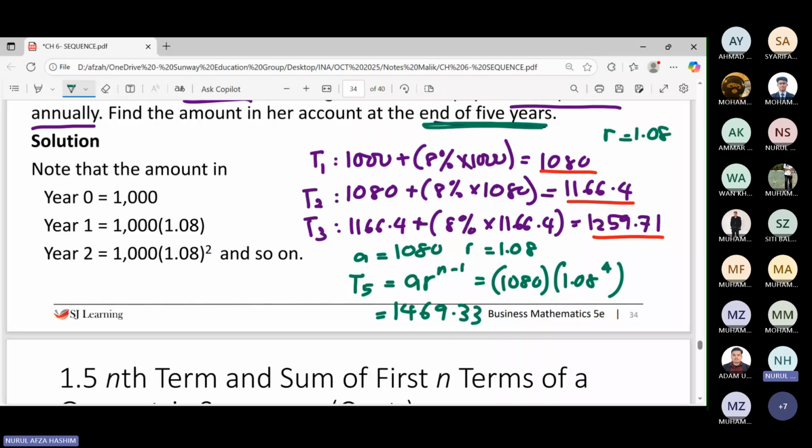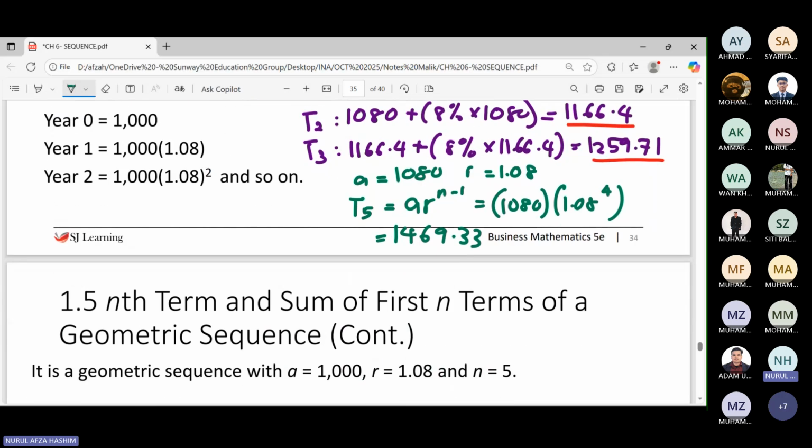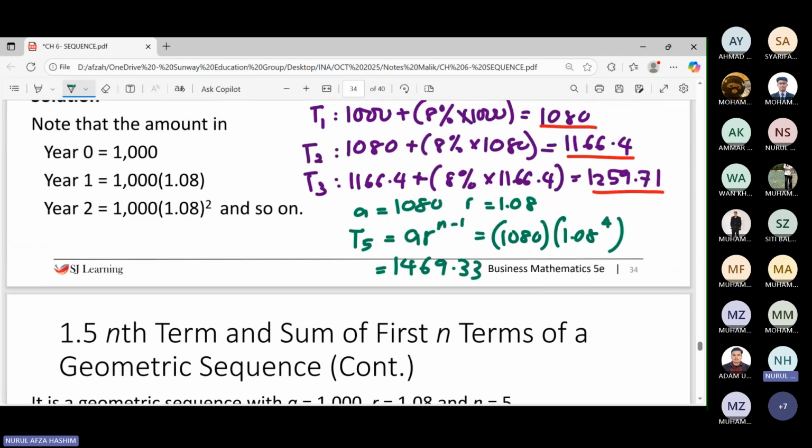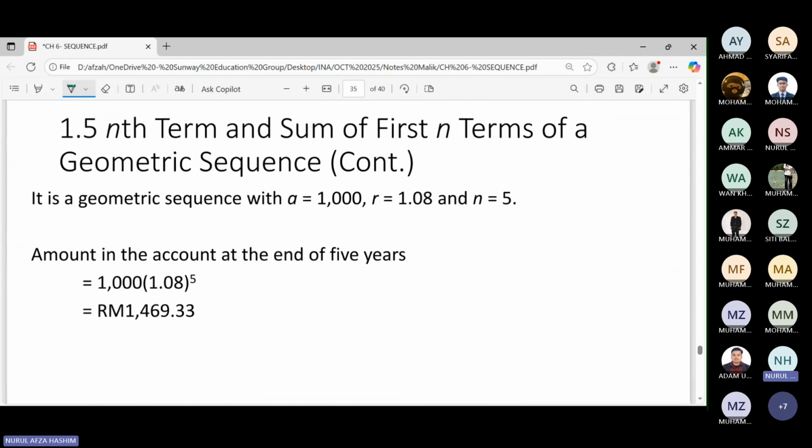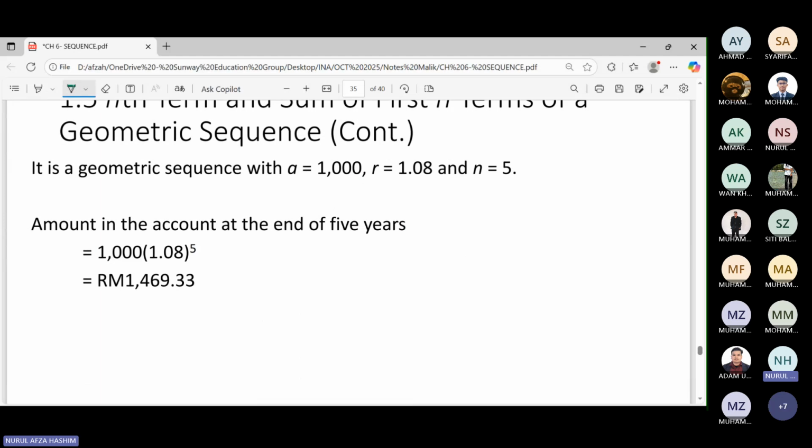You get the same answer. Same. Okay. So for this one, if you are using T1 as 1080, but the example solution given to you is using A as 1000.